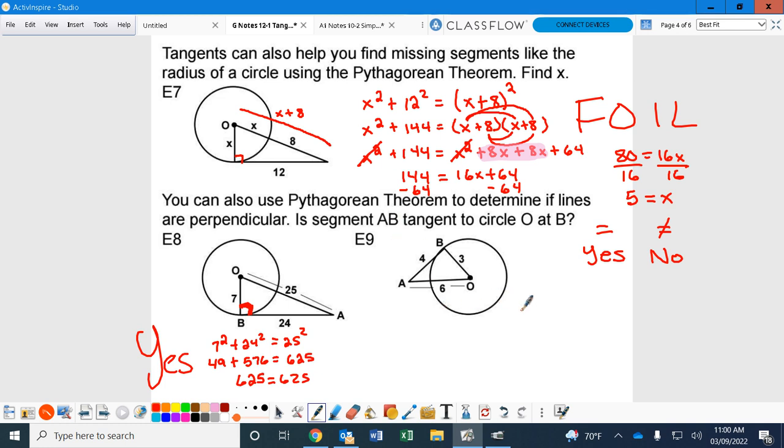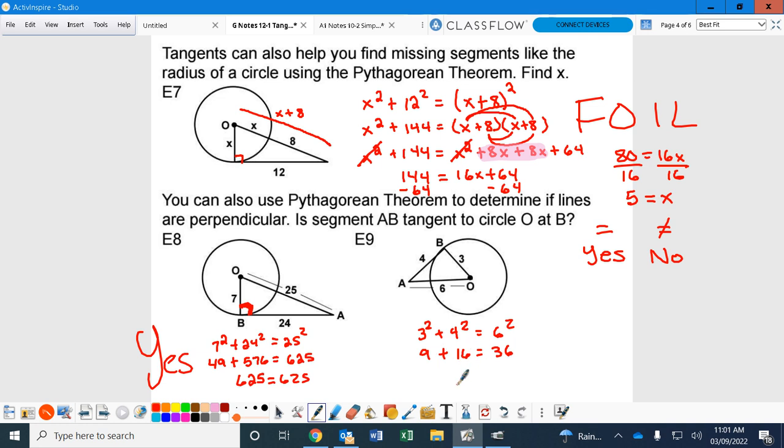and 5. 3, 4, 5, yes. Not a 5. That is. So here we go. It's going to be 3 squared plus 4 squared equals 6 squared. And you're correct, it is not the correct Pythagorean triple. So this is going to be 9 plus 16 equals 36.